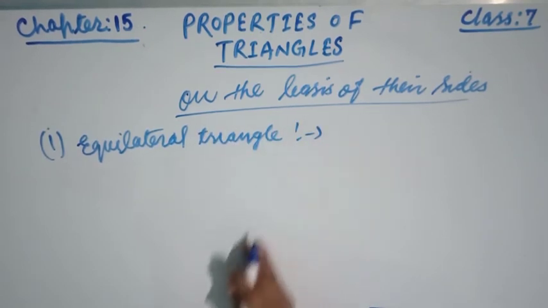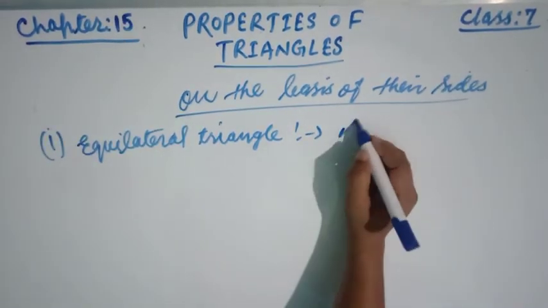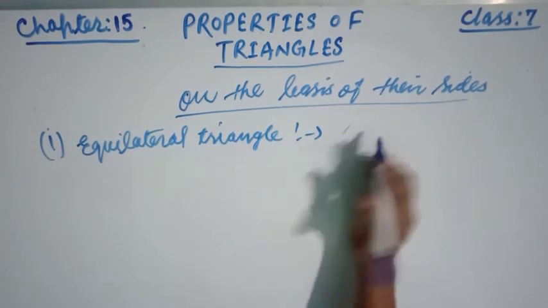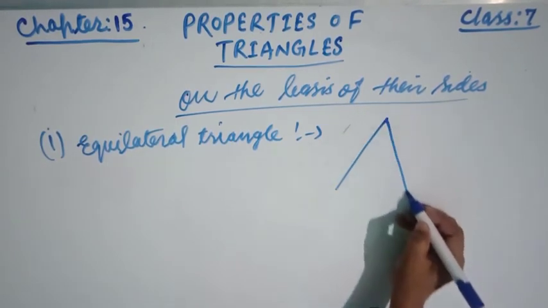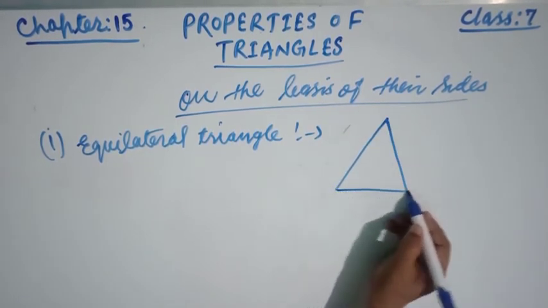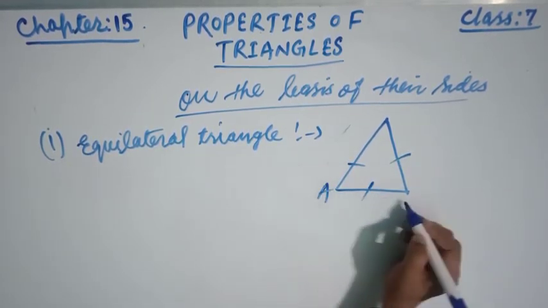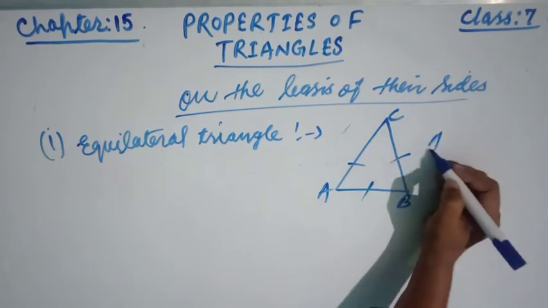Now friends, a triangle in which all sides are equal. Look at friends, we can note the definition: all sides are equal. So this is A, B or C. We can write AB is equal to BC.